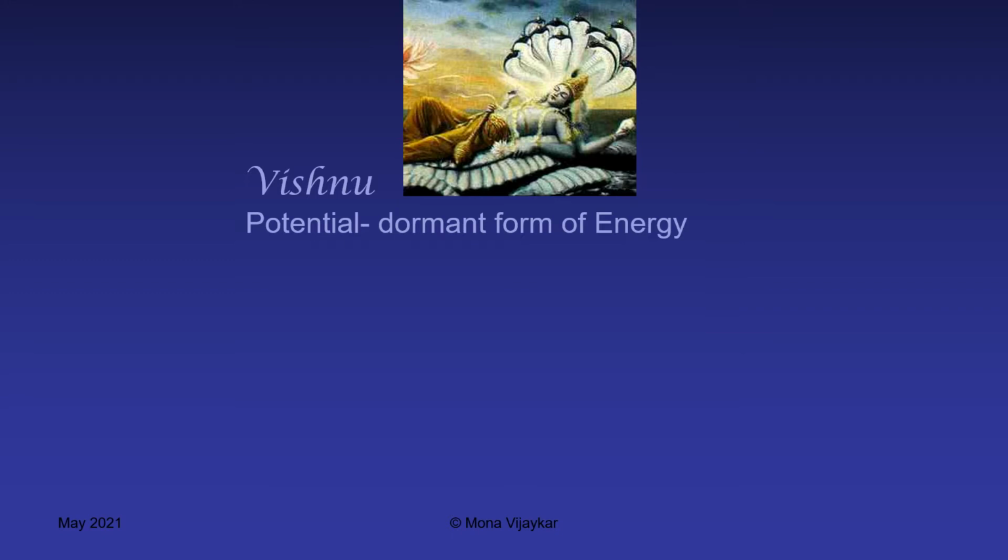This is a very interesting representation of energy in its dormant, potential state. What does potential mean? That it has the ability to become something. So here is energy shown lying, and the name for potential energy is Vishnu. So Vishnu is shown lying on the coils of time.